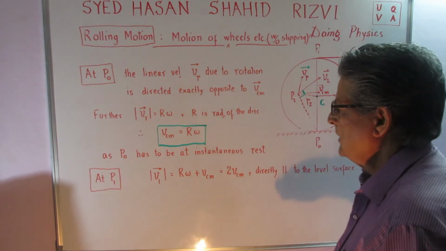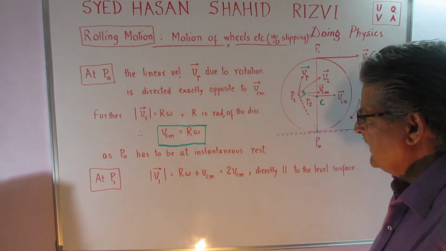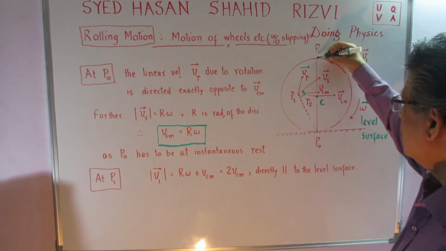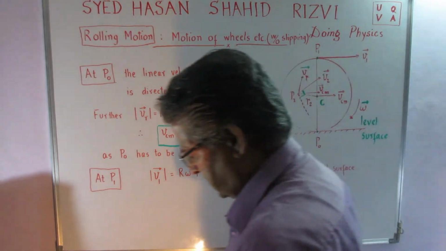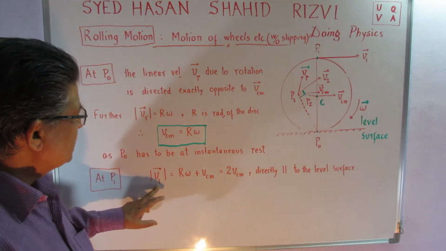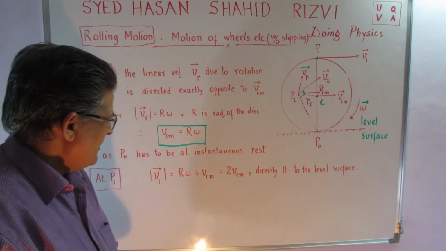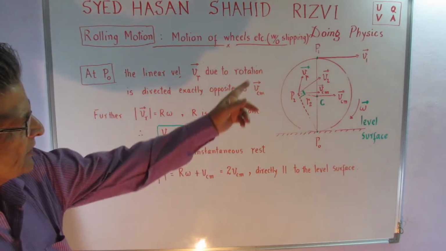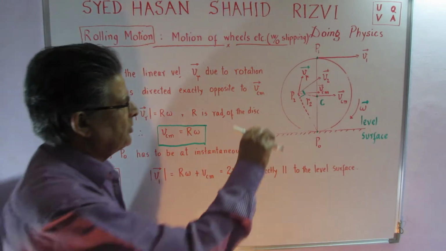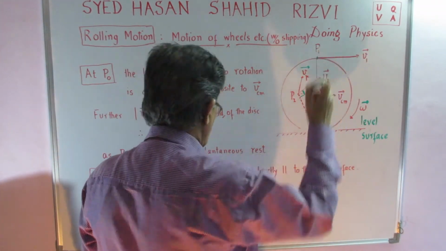This is because the P naught here has to be instantaneous rest. Okay. Similarly, if we apply it here at the point P1, then we find that at the point P1, the velocity V1 will be a sum of the two velocities, because both of them are in the same direction: the velocity of center of mass and the velocity due to its position.